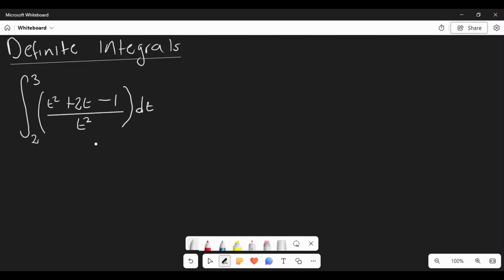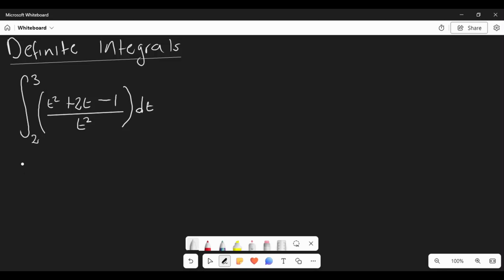Alright, so before we start solving this problem, just like the indefinite integrals, you need to look at your integral here. Do we need to simplify this? Yes, we do. As you can see, we have a fraction there. We need to get rid of this fraction that you see here. So before we integrate, let's simplify here.